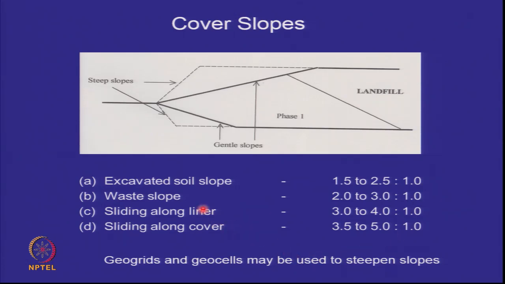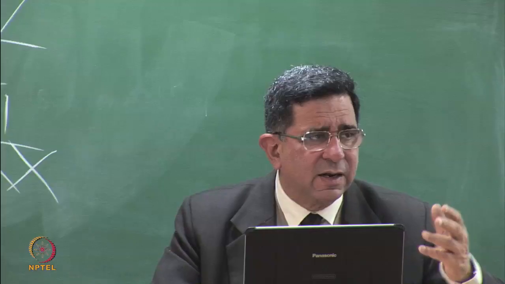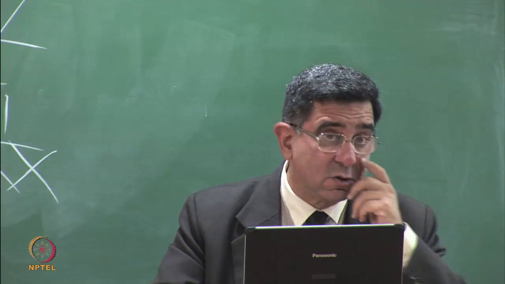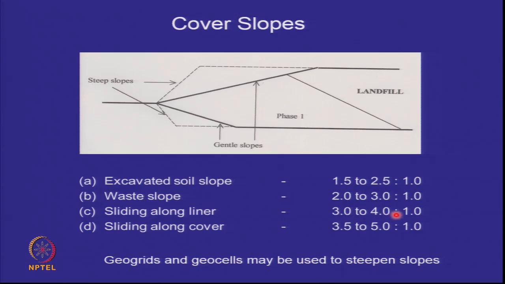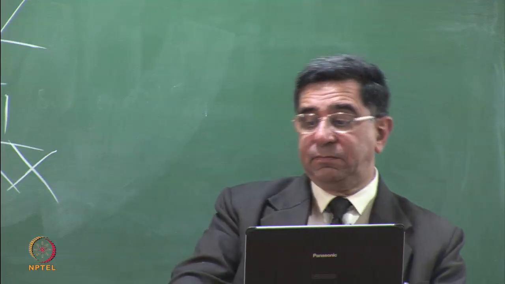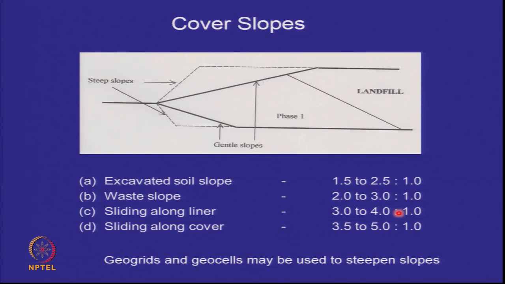But along the liner and along the cover, the slopes are even more gentle. If you look at the cover, we are talking of slopes of 3.5 to 5:1, very flat slopes. So you wonder, what are these geotechnical engineers doing that they can't make this 1:1, the traditional slopes which you have in soils, 1.5:1? And also along the liners, the problem is you have put a geomembrane. The moment you put a geomembrane, it's a slippery surface. Two things happen. Water will get stuck at the geomembrane and start to travel along the geomembrane. So I think we need to understand this.